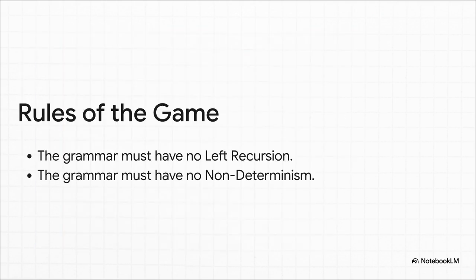Now, for this whole thing to work without getting confused, the language's grammar, its rulebook, has to follow two very important rules. First, no left recursion. That's a tricky situation that could literally send the parser into an infinite loop, which is not good. And second, no non-determinism. That just means that at every single step, the parser has to know exactly what to do next. There can't be any ambiguity.